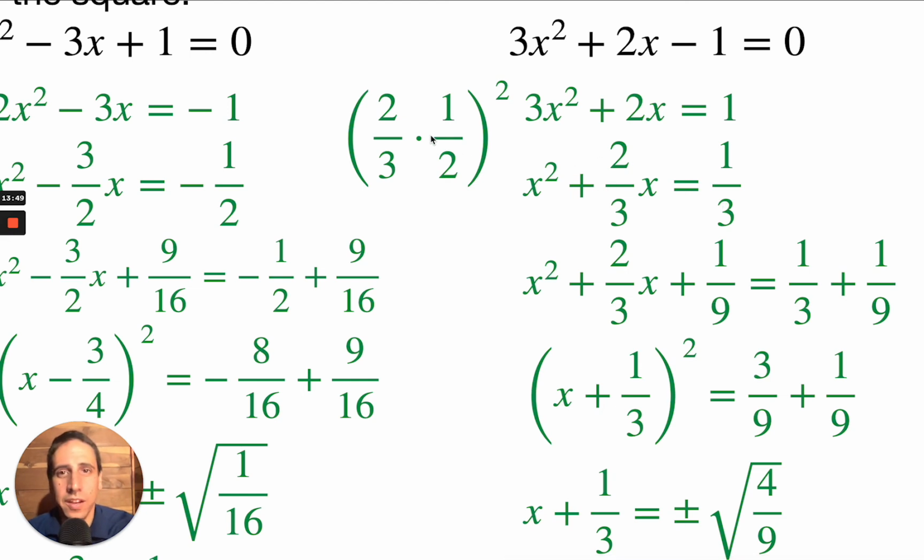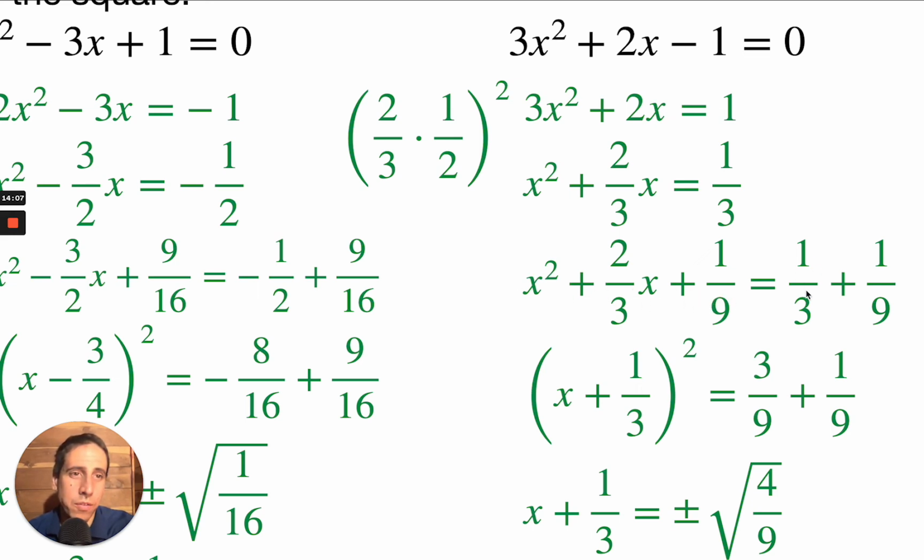2/3. Let's cut it in half by multiplying by 1 half. 2/3 times 1 half squared. That's going to be 2 over 6 squared. 2 over 6 is just 1/3. 1/3 squared is 1/9. So we're going to add 1/9 to both sides. And now this is a perfect square trinomial.